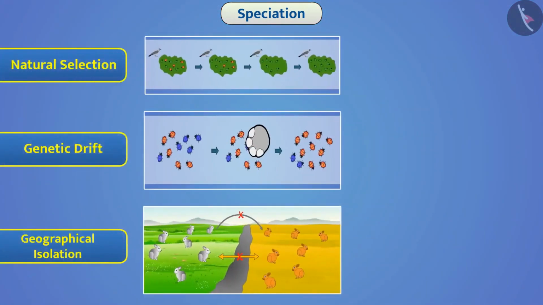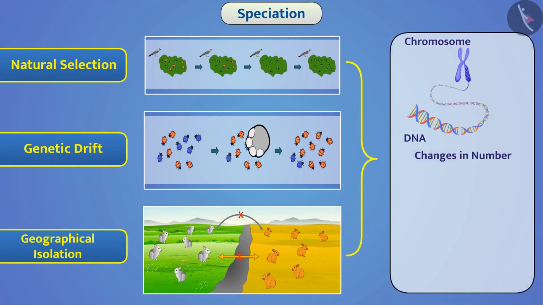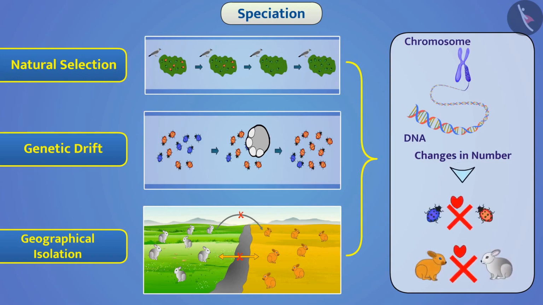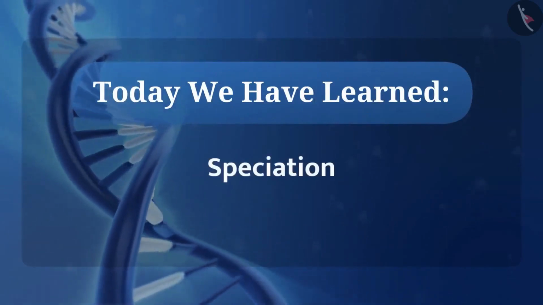In these three situations, speciation can happen in different ways, like changes in DNA or change in number of chromosomes. Then, the gametes of both groups cannot fertilize, thus resulting in speciation. Thus, today we have learned about speciation.